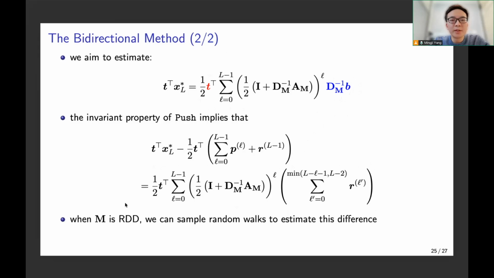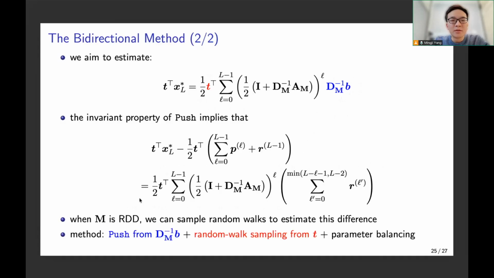When M is RDD, we can perform our random walk sampling algorithm to estimate this difference by sampling random walks from T. So combined, our method is to first perform push from the right-hand side D inverse B, and then use random walk sampling from T to estimate this difference. We will use some parameter balancing strategy to obtain a good complexity bound. And again, I'm omitting some details here.